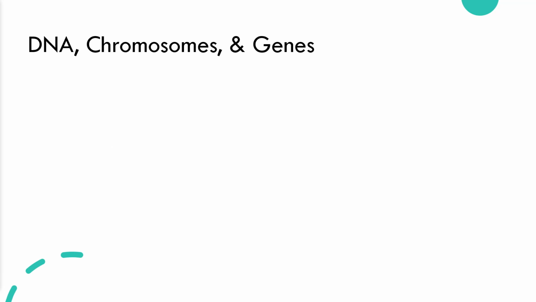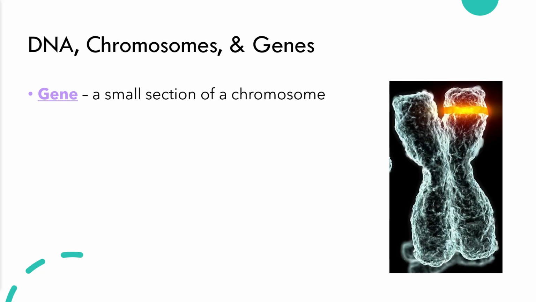Next, we need to understand genes. Oftentimes, we use the terms DNA and genes interchangeably, but they aren't exactly the same thing. A single gene is a small section of a chromosome, and therefore it is a small section of your DNA. It could look something like this. This is a chromosome, and then a small section of the DNA highlighted could represent just one gene.